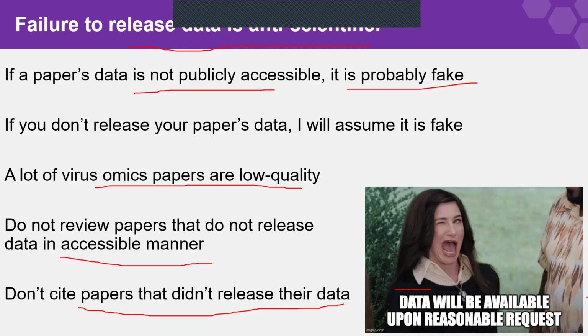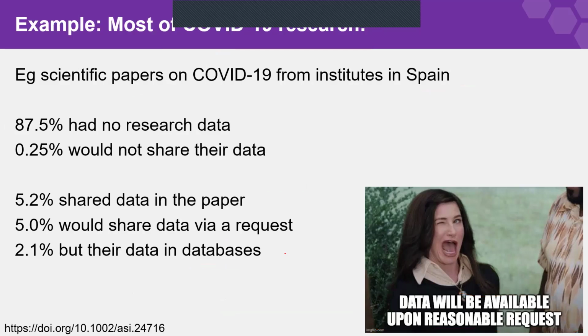If you see, for example, that data will be available upon reasonable request, this is anti-scientific and not acceptable in the modern era. There are great examples of this if you look at some meta-analysis of SARS-CoV-2 related research. I think there's one meta-analysis released by Strain, but in Spain, 88% of these papers had no research data. A small minority would not share the data. Some of the data was shared in the paper, some would share it via request, and some would share it in the databases.